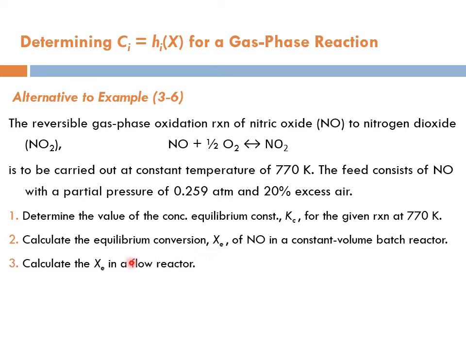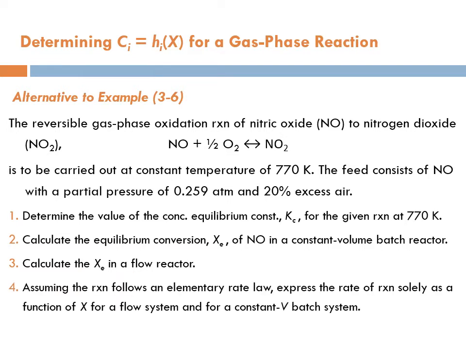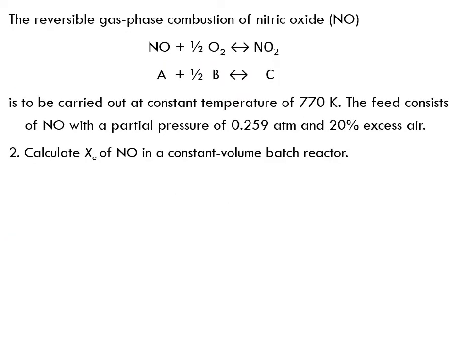Requirement number 3 is to calculate the equilibrium conversion in a flow reactor. And then we have a couple of other requirements as well. Okay, so let's start now with requirement number 2. Calculate the equilibrium conversion of NO in a constant volume batch reactor.